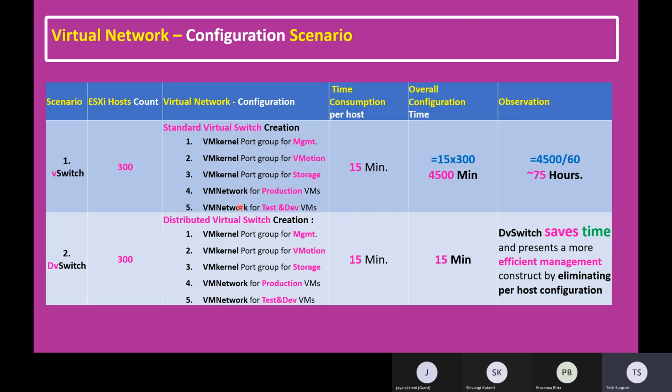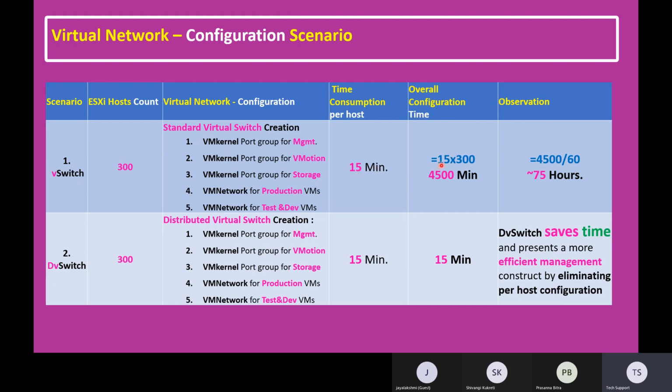This configuration is recommended for one ESXi host, and it's not limited to 5 port groups. You can create more than 5 port groups also, but minimally we require all these 5 port groups for each ESXi host. Let's say if I want to configure these 5 port groups, I roughly took the time consumption per host as 15 minutes. If I want to configure 300 ESXi hosts, what is the overall configuration time?